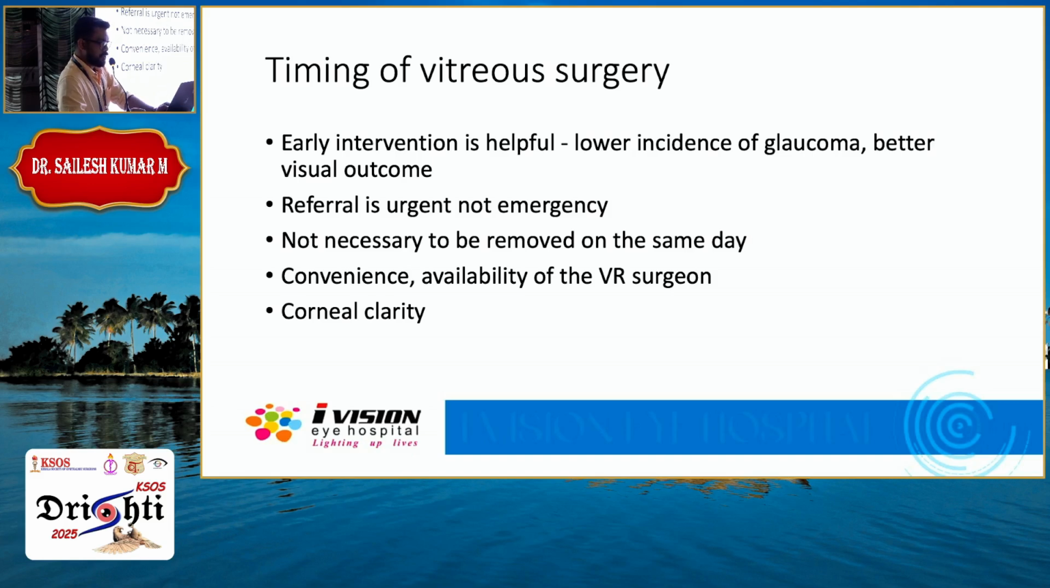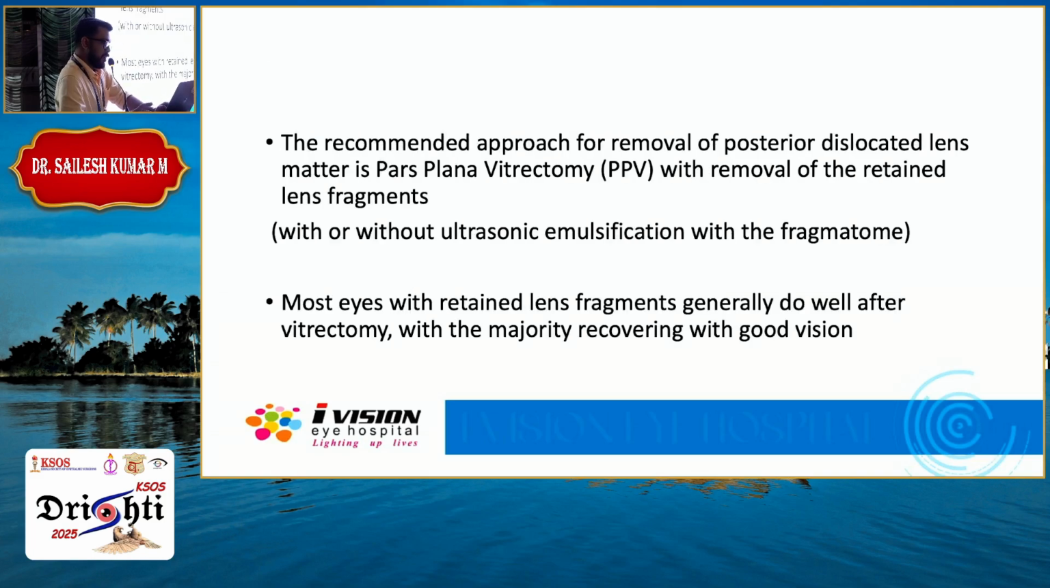In most of these cases, the cornea may not be clear immediately following the surgery, so you can always delay the case for 1 or 2 weeks for the cornea to get clearer, but it should not be delayed over 3 weeks as that may lead to other complications. The recommended approach for removal of posteriorly dislocated lens matter is PPV with removal of the lens fragments, with or without ultrasonic emulsification with the fragmentome. Most eyes with retained lens fragments generally do well after vitrectomy, with the majority recovering with good vision.